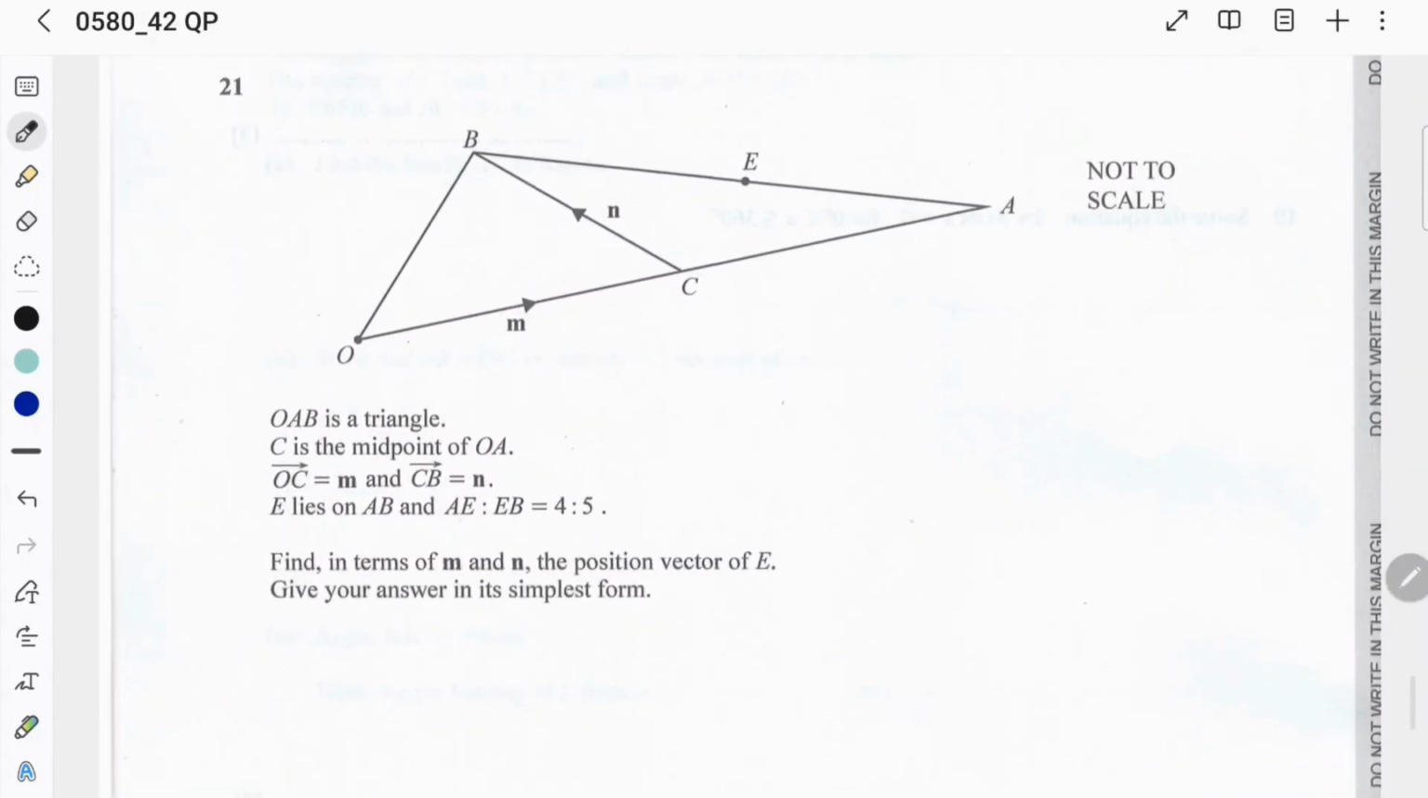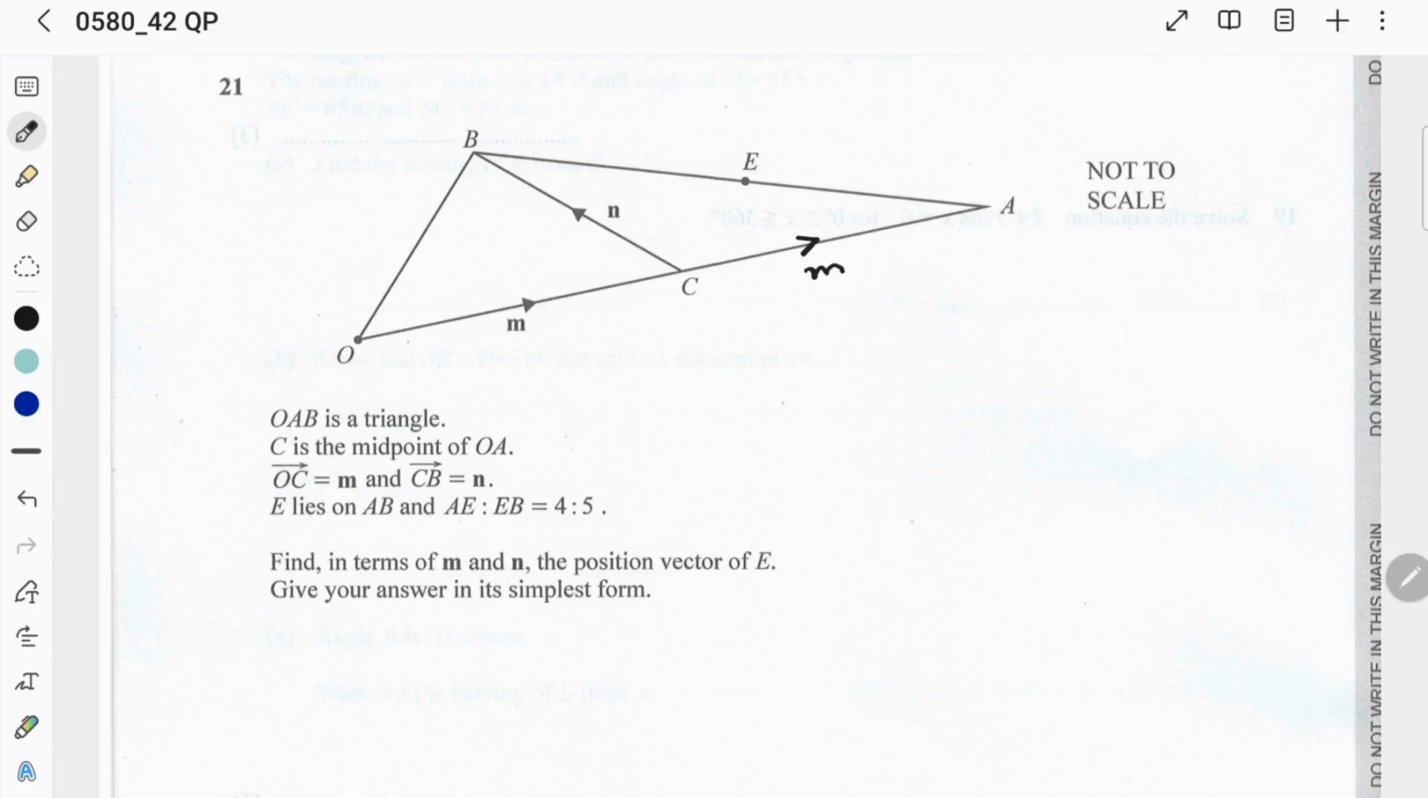Question number 21, vectors question. OAB is a triangle. C is a midpoint. Alright, first C is a midpoint. So if OC is M, then CA is also equal to M because of the midpoint. So the whole line OA will be equal to 2M. OC is M, CB is N, which is already given.